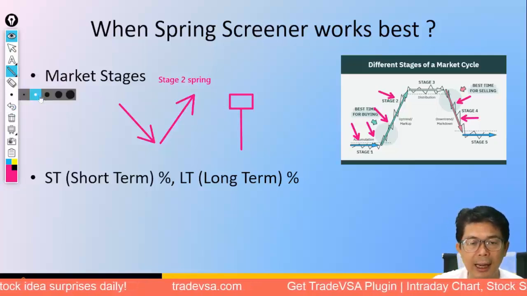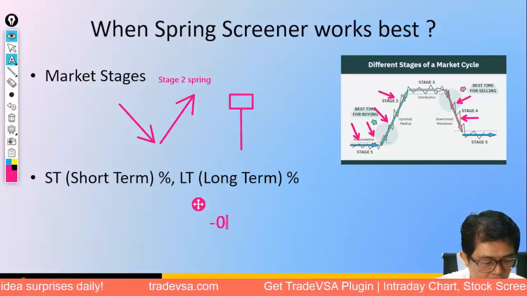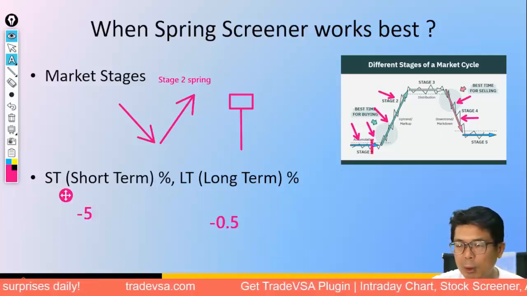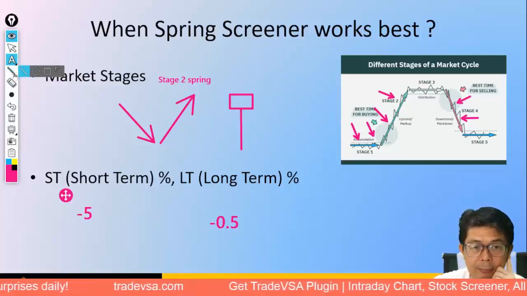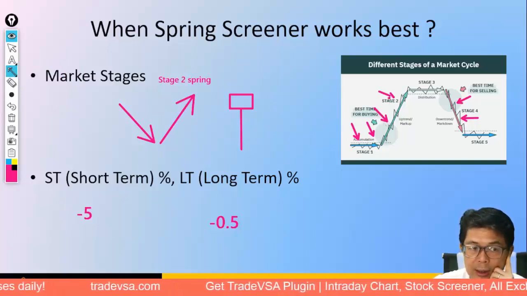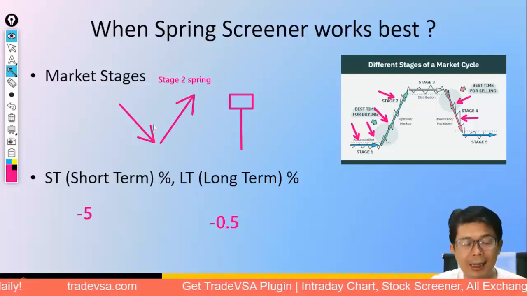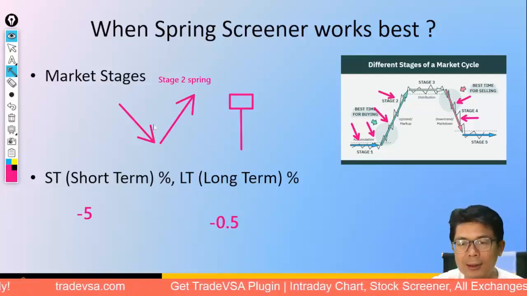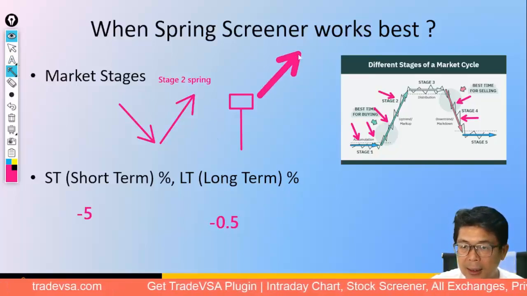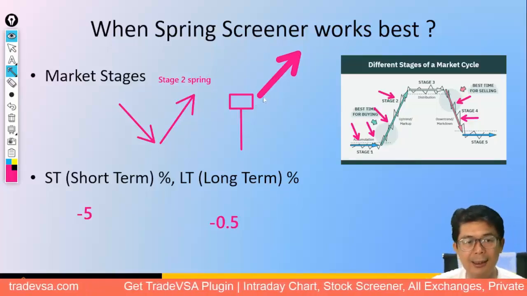Again, we also use the ST, in this case minus 0.5 and minus 5, to ensure that when we try to pick our spring, we are picking them in stage 2 here. All right, stage 2. So springs generally push down and push up. It is an advanced trade because what we are saying is that immediately after the spring, the market needs to go higher already. If the market doesn't go higher, you need to exit.